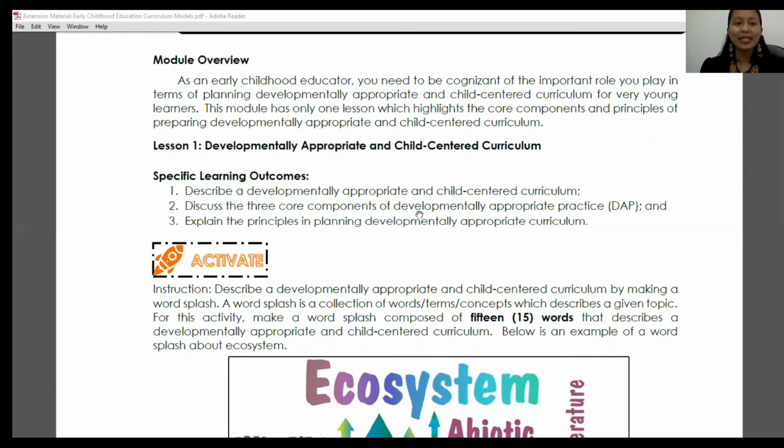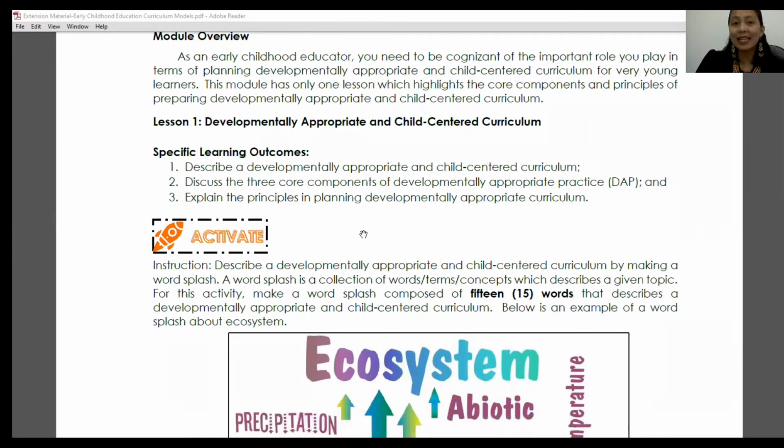Second SLO, discuss the 3 core components of developmentally appropriate practice, or we call it DAP. For this lesson, you're going to learn what these 3 core components are that make up developmentally appropriate practice. And the last SLO is to explain the principles in planning developmentally appropriate curriculum. So at the end of this lesson, you need to accomplish these 3 specific learning outcomes so that we will also know if you really understood this lesson.